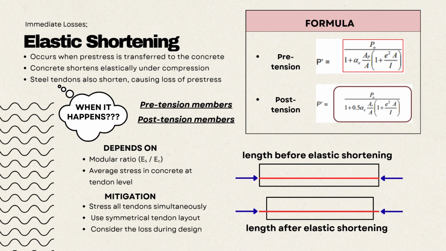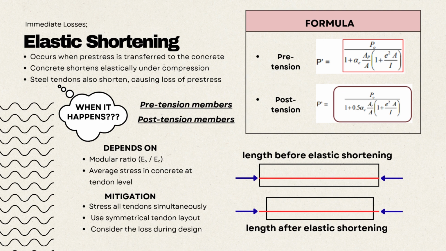Elastic shortening occurs when the pre-stressing force is transferred to the concrete. At that moment, the concrete is compressed and shortened elastically. Because the steel tendons are bonded to the concrete, they also shorten by the same amount, which causes a loss of pre-stress in the steel. This loss mainly depends on the modular ratio, which is the ratio of the modulus of elasticity of steel to the modulus of elasticity of concrete, and on the average stress in the concrete at the level of the steel.